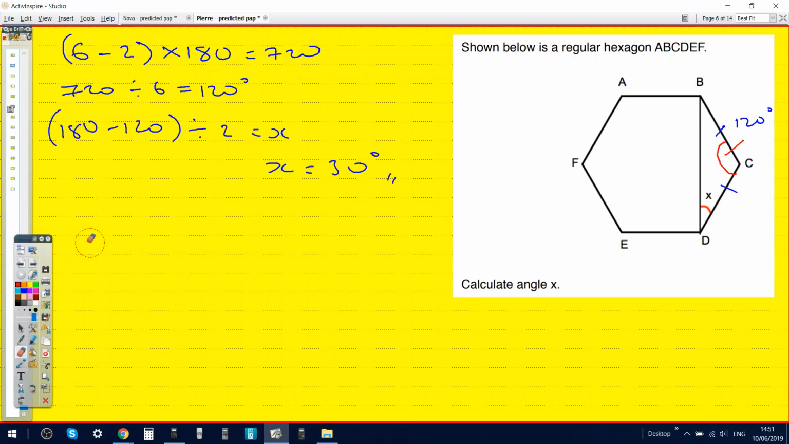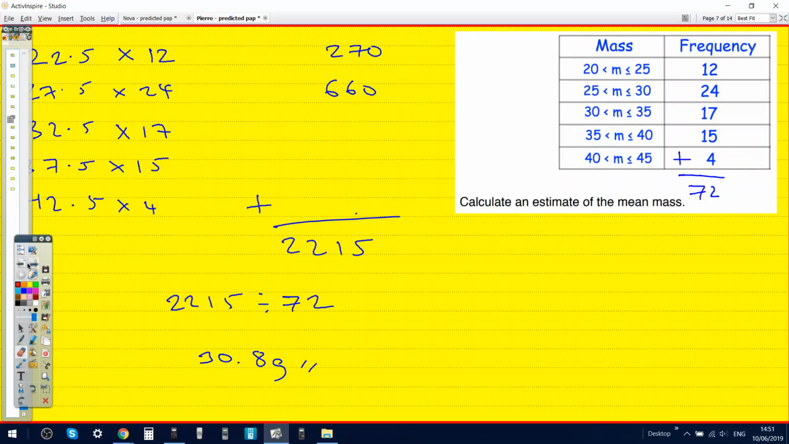Yes. So the total is n minus 2 times 180, and you divide by the number of sides, or number of angles, and that gives you one angle, and one of those angles was in that triangle. So that was that one.